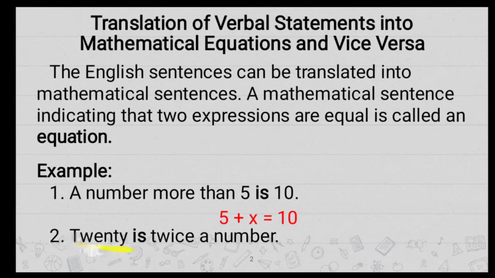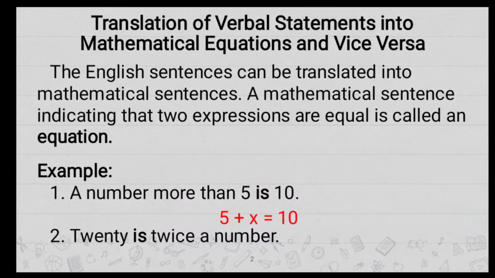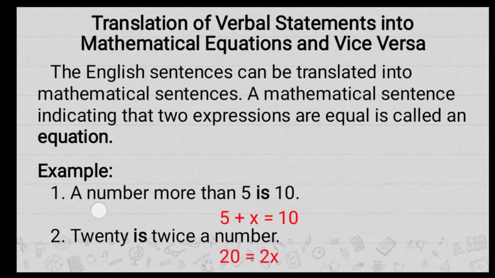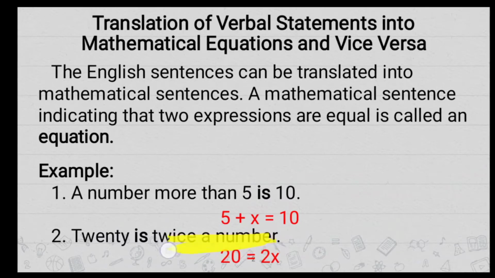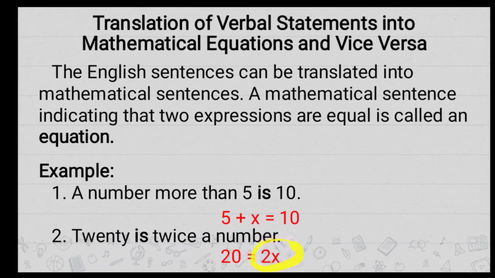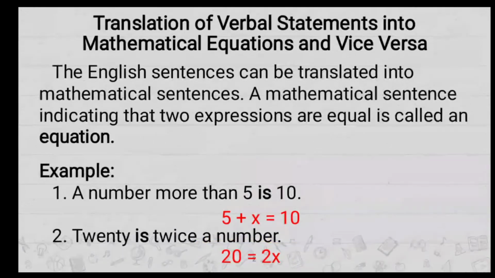Next, 20 is twice a number. Therefore, our answer here is: 20 is twice a number means 2 times a number, or 2x for instance. Okay? So 20 is equal to 2x.